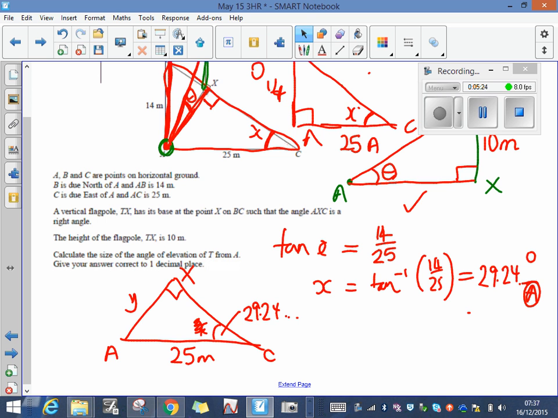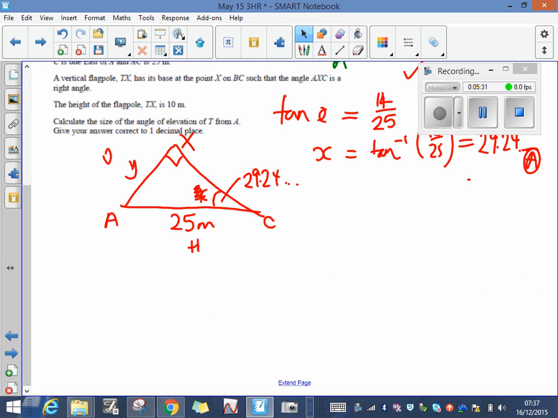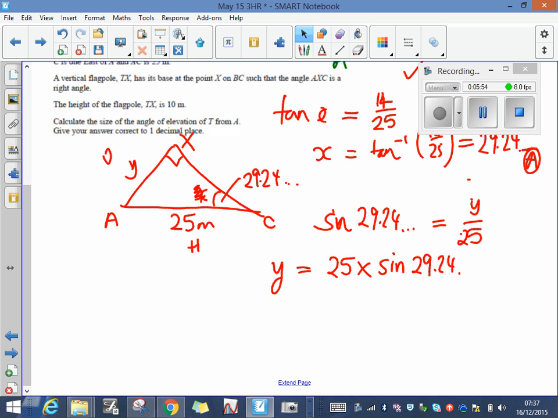So again, I've got a right angle triangle. I know this angle here, so Y is the opposite. The 25 meters is the hypotenuse. So I know that I'm going to use sine. So I can now write my trig equation. So the sine of the 29.24 is the same as the opposite, which is Y divided by the hypotenuse, which is 25. So multiplying by 25, Y is going to be 25 multiplied by sine 29.24, and so on. And if I stick that in my calculator, I get 12.215 meters. Okay, I'm going to put that in my memory, and I'm going to call that B in my memory. So I now know that AX is 12.215 meters.